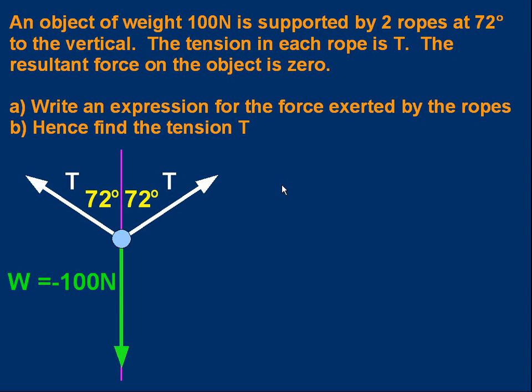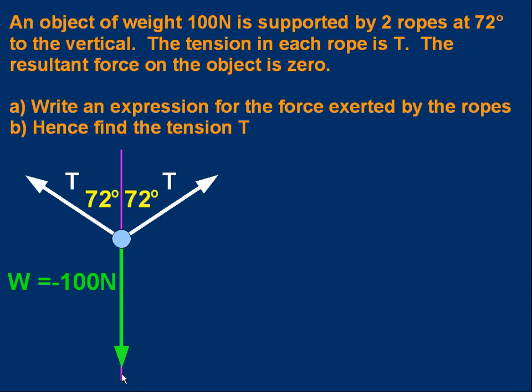Let's try another problem. This is a typical simple textbook problem. Let's read it out. An object of weight 100 newtons is supported by two ropes at 72 degrees to the vertical. The tension in each rope is T. The resultant force on the object is 0, which of course means it's in equilibrium. It's just a stationary object hanging from two ropes. And look at the diagram that shows the setup.